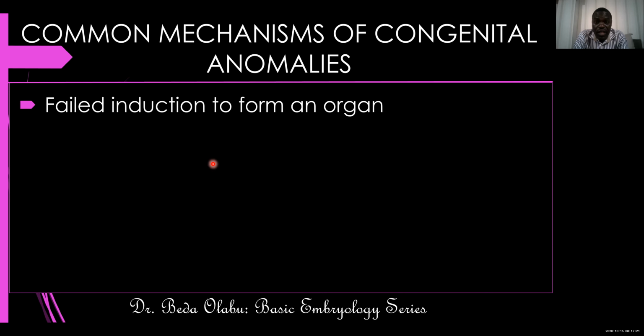So that is failed induction. An organ is not induced to form. There's no molecular induction for the formation of a particular organ. So you'll have absence malformations. The common term we use for absence is agenesis. So you can talk of renal agenesis, limb agenesis, and the like. Agenesis means fail to form.